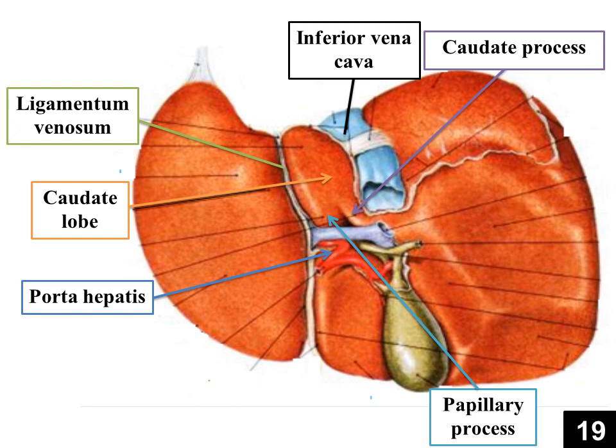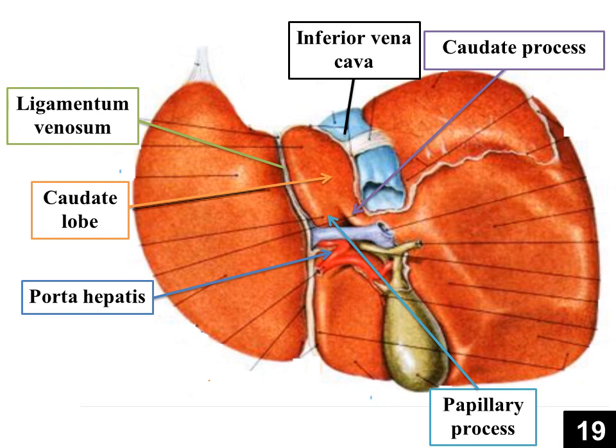Inferiorly you have the porta hepatis. See, the porta hepatis separates the caudate from the quadrate. Above, the superior boundary continues with the superior surface. Now below and to the right, the caudate lobe is connected, as you see in the diagram, to the mass of the right lobe by a narrow process. This one marked with the purple arrow we call the caudate process.